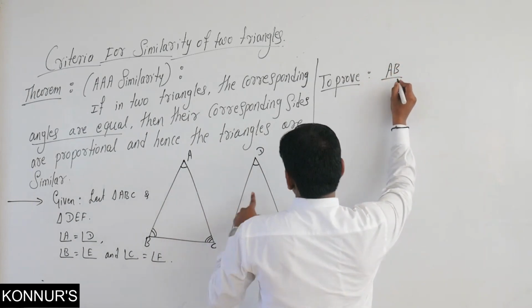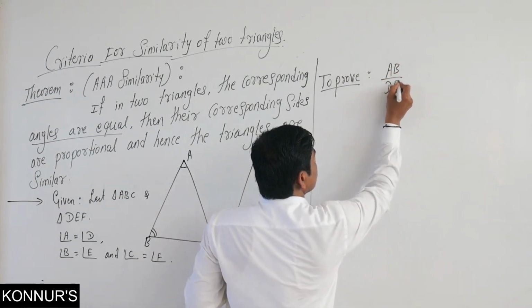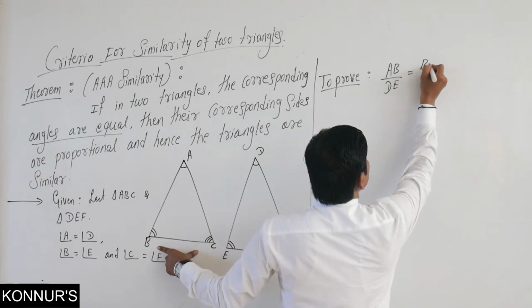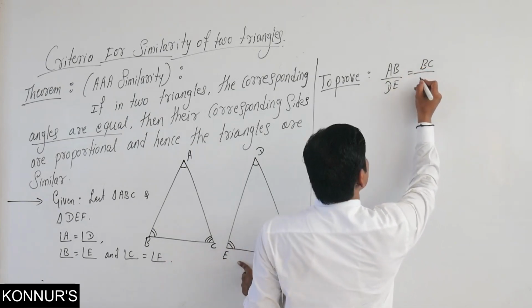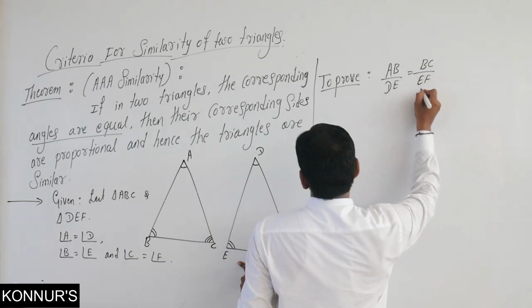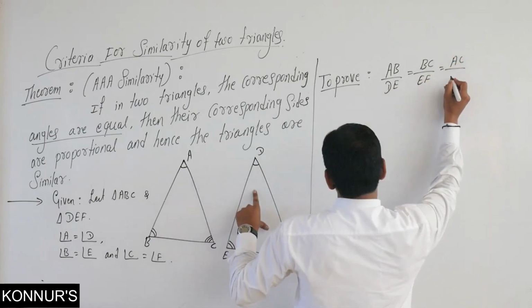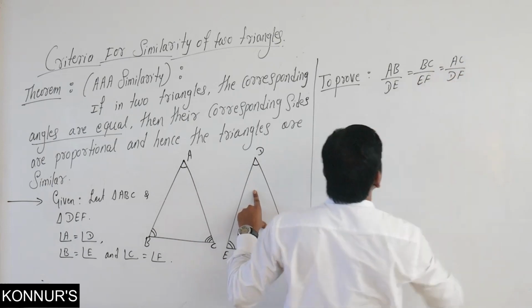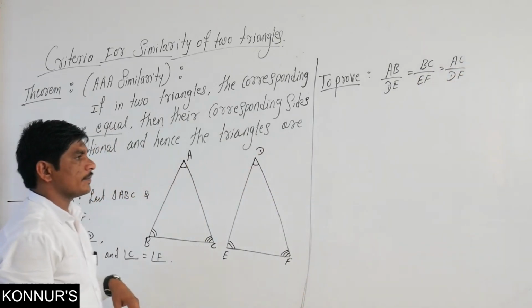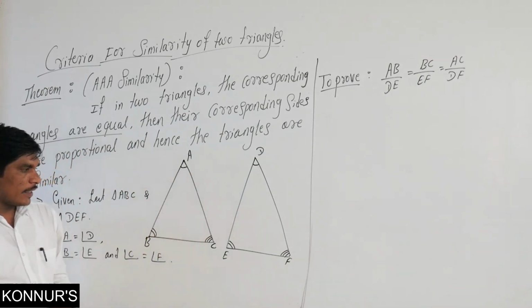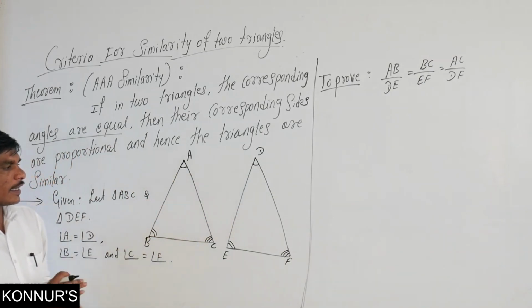Here AB divided by DE is equal to BC divided by EF is equal to AC divided by DF. Now this is the result. Generally, when we observe these two figures, there is no option, that's why we are taking a construction.